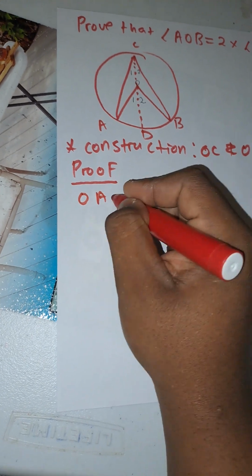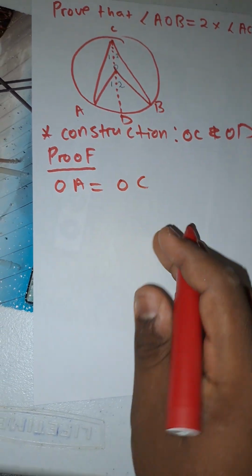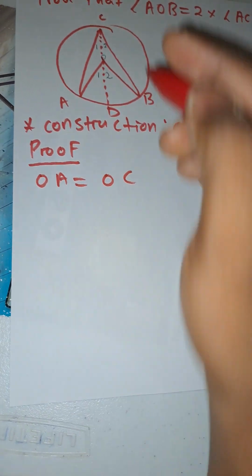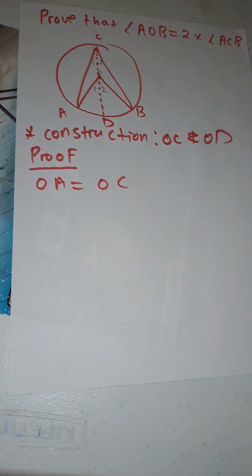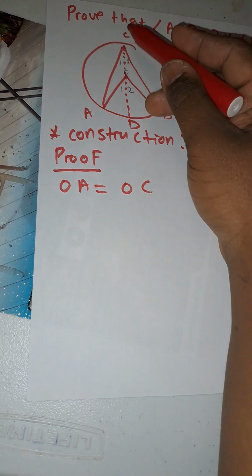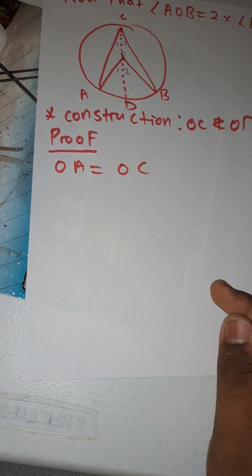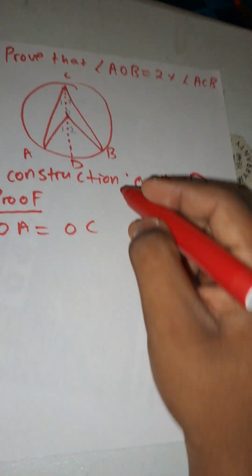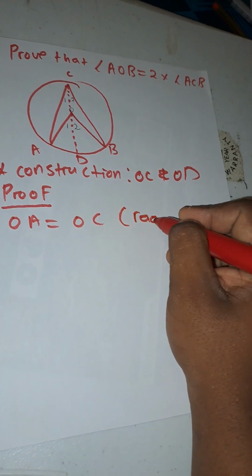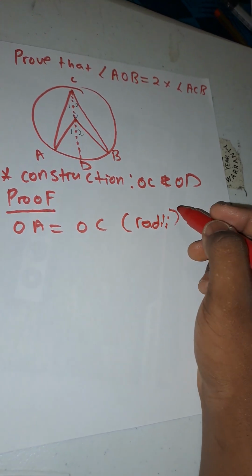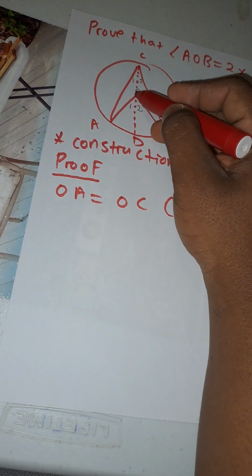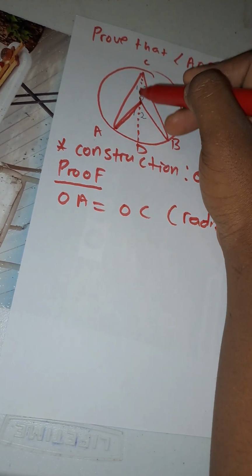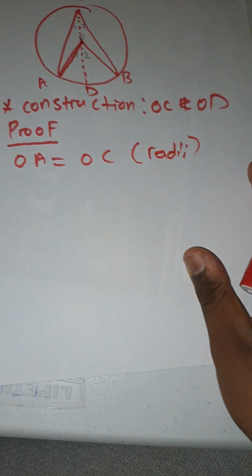OA, it is equals to OC. Okay. OA, it is equals to OC. I made a mistake by saying OB. So OA, it is equals to OC. Right? So what is the reason? A line from the center to the circumference is a radius. So the line from the center to the circumference is a radius there. Okay? Then I'm going to continue.